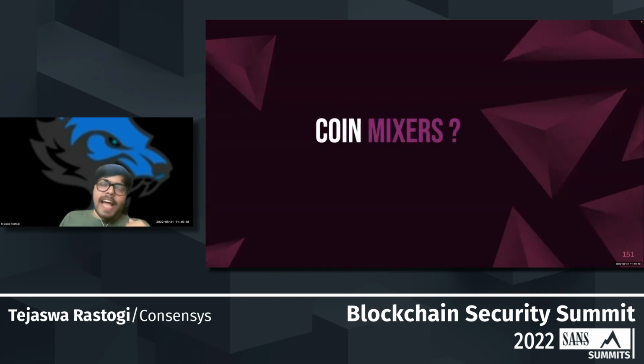So what else is in the suspicious list? There's a very unique pattern that has been found in most of the hacks that we have seen: the use of coin mixers like Tornado Cash. What attackers usually do is use coin mixers like Tornado Cash to fund the initial ETH to start their process, to start the transactions and so on.